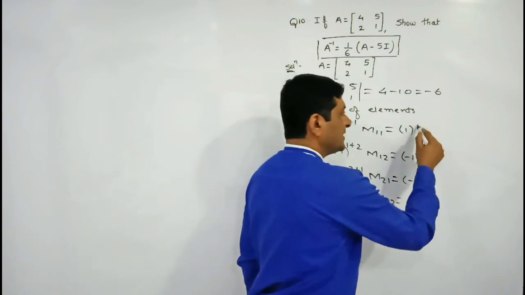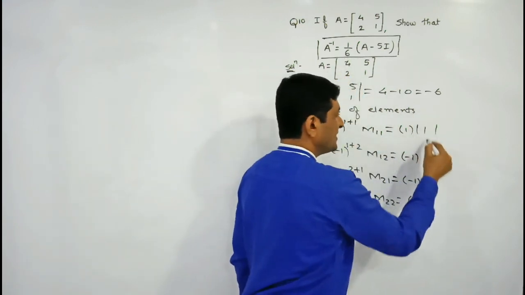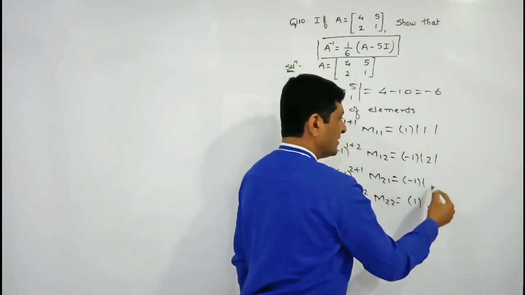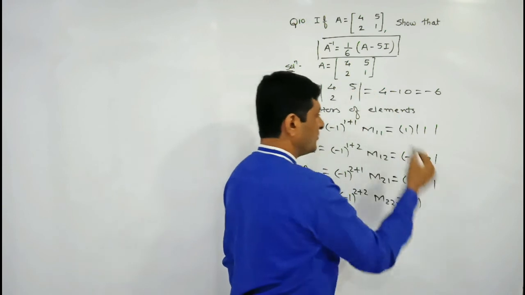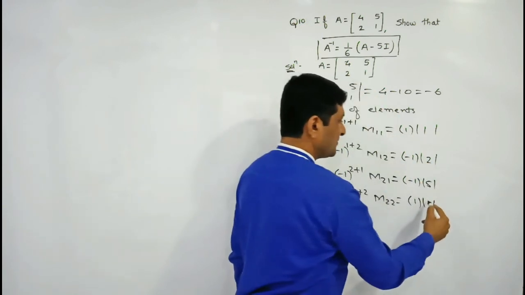Determinant. To obtain the element of this determinant, delete first row first column. What will we get here? 1. Now delete first row second column. What will we get? 2. Now delete second row first column. What will we get? 5. Lastly delete second row second column. What will we get here? 4.